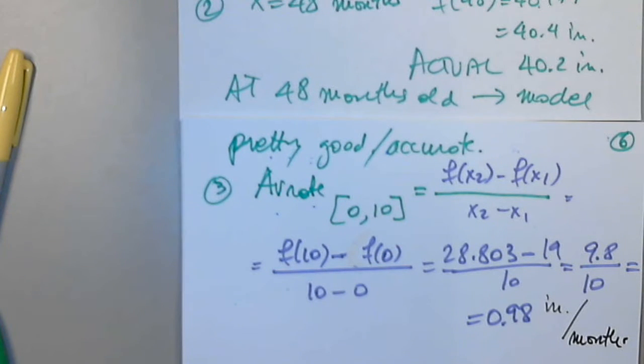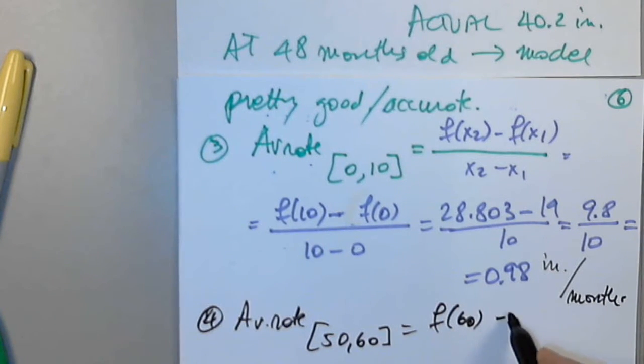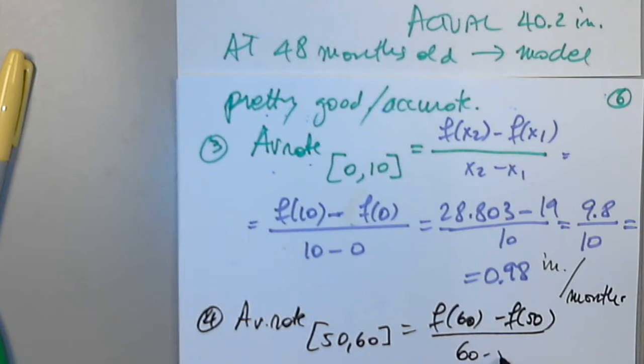Use the model to find the average rate of change in inches per month between 50 and 60. So final question, the average rate between 50 and 60 months. Of course, it's the same thing. F of 60 minus f of 50 over 60 minus 50. But my question to you is this. We haven't calculated it yet. Do you think that this will be bigger than that, or that is bigger than this? Actually, I don't know. How would I know? Okay, so here's the question.